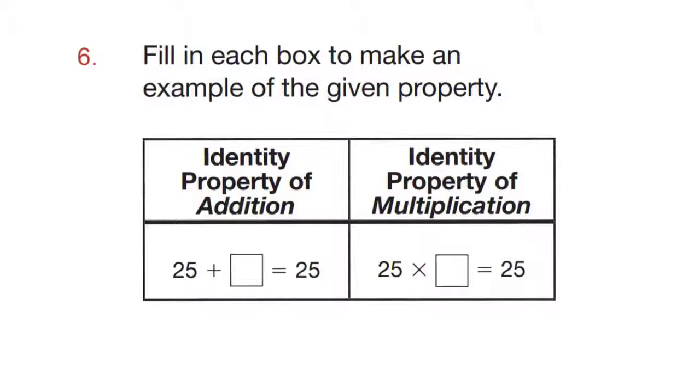Okay, to do this problem, we have to know the properties. Identity property of addition states that when you add 0 to any number, it remains the same. So, the identity property of addition, we put a 0 in there because 25 plus 0 is 25. The identity property of multiplication is a little different. Any number times 1 remains itself. So, 25 times 1 is 25, and that is the identity property of multiplication.